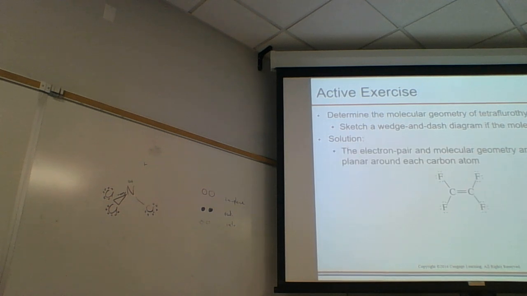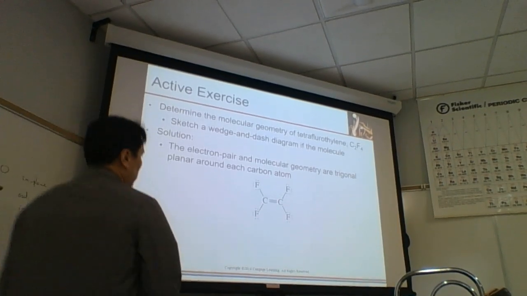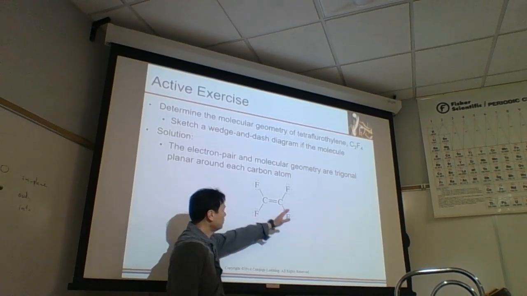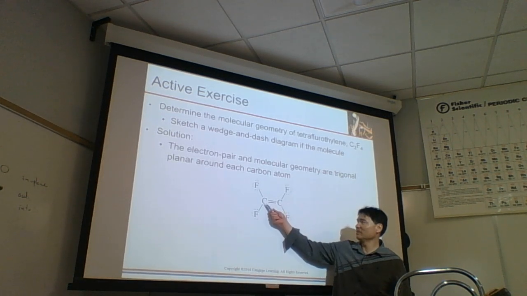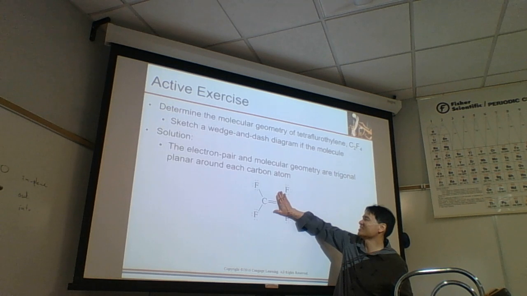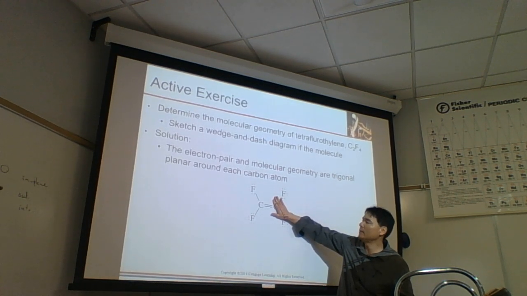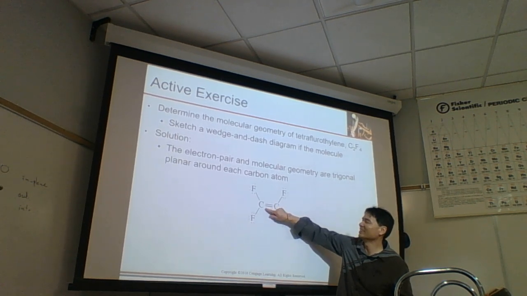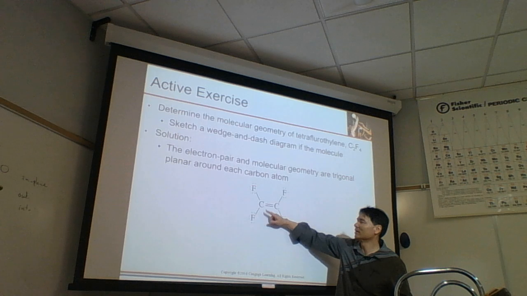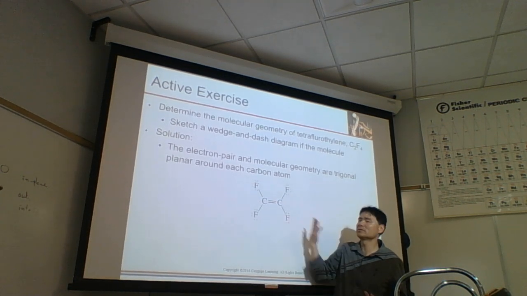Multiple bonds are the same type of deal, like you could see here. We'll just analyze this structure here. This one has two central atoms. This carbon is a central atom, so we'll just look at that carbon alone. When you look at that carbon alone, how many groups of electrons around this carbon? 3. You got a single bond and a double bond, so that's 3 groups.